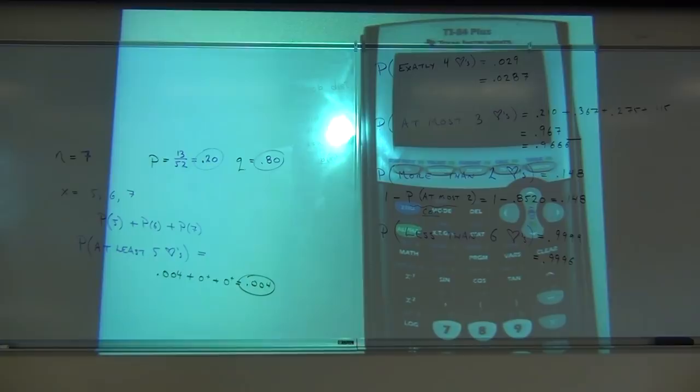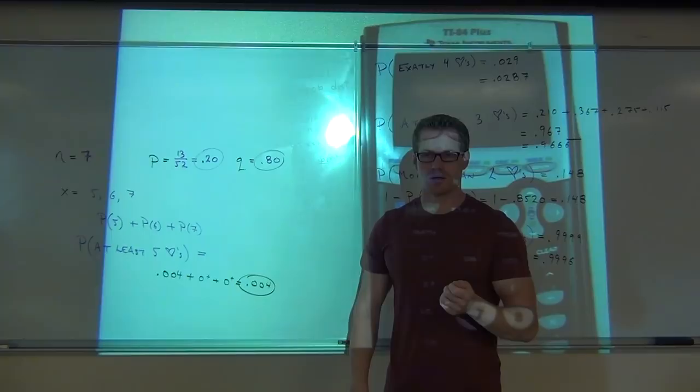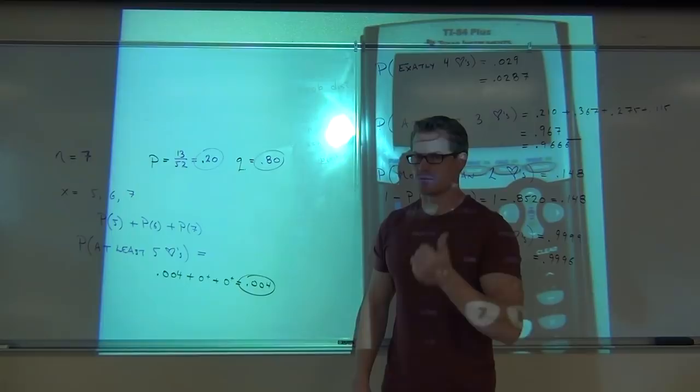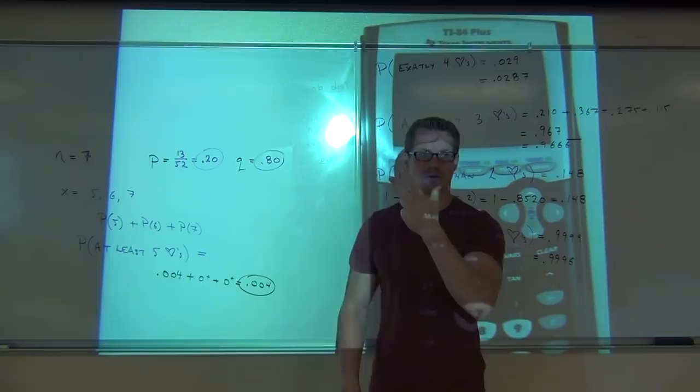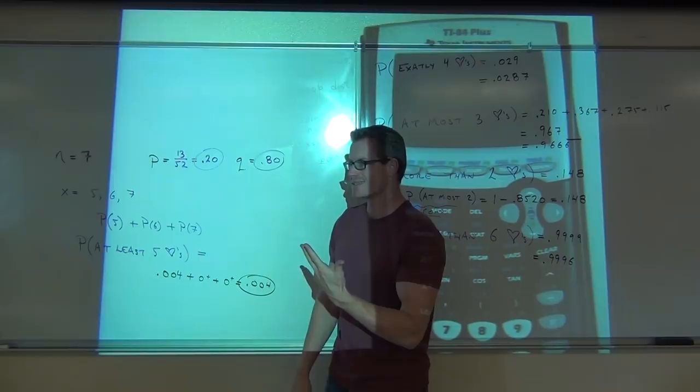We want the probability of at least 5 hearts. At least 5 hearts means what? What does at least 5 mean to you? At most 4. Okay, the complement would be at most 4, but what's at least 5 mean? Does it include the 5 or not? Yes. 5, 6, 7. What's the opposite or complement of 5, 6, 7? 0 to 4. So the complement of at least 5 parts is at most 4 parts.